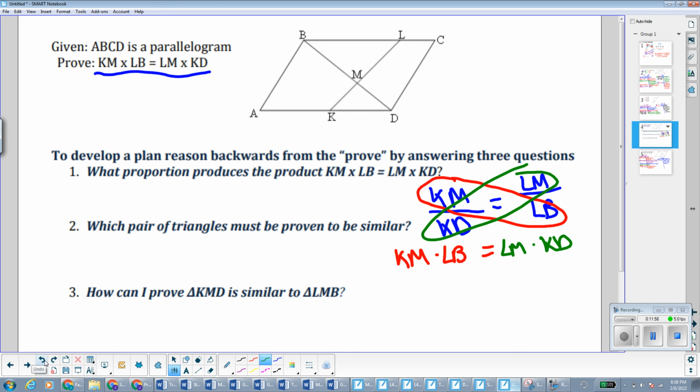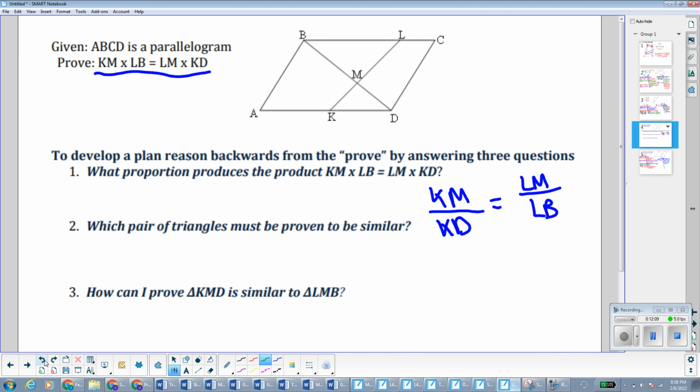So you can always verify that you do have the correct proportion by cross multiplying, and just make sure that you do get the product that you are actually trying to prove. So let me just get rid of that to avoid any confusion.